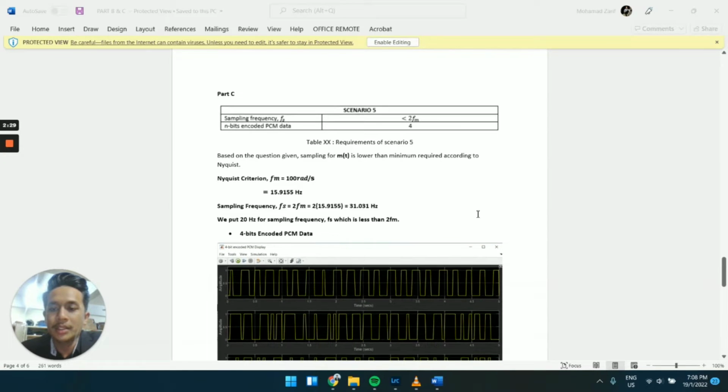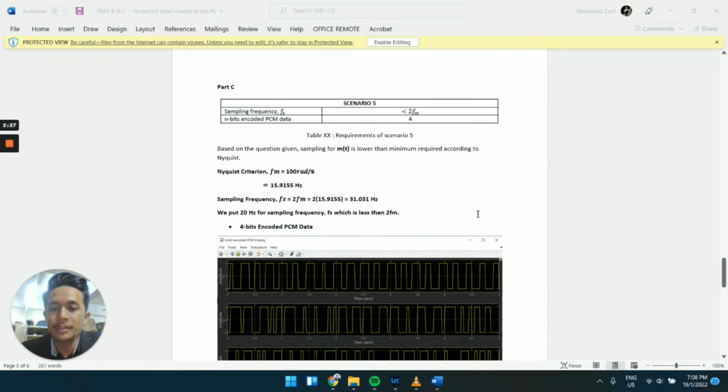Okay, so for part C, the Nyquist criterion is 100 radian per second, and then we got 15.9155 Hz. The sampling frequency Fs is equal to 2 Fm. So 2 times 15.9155, we got 31.831 Hz. So we put 20 Hz for the sampling frequency, which is less than 2 Fm.